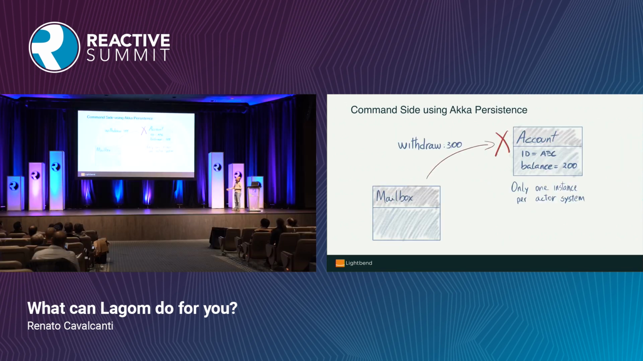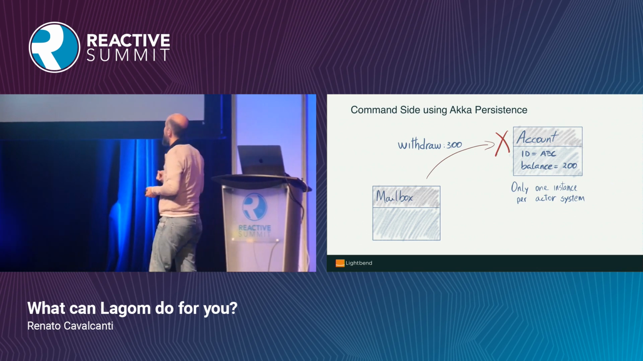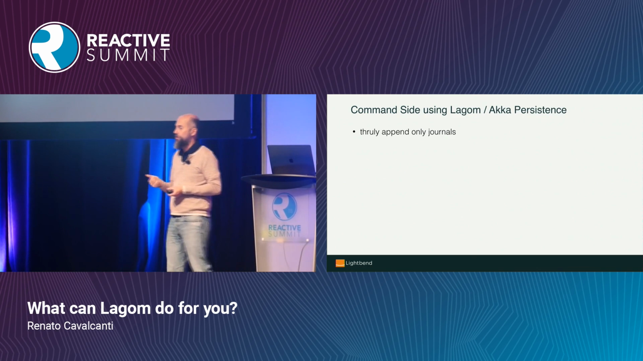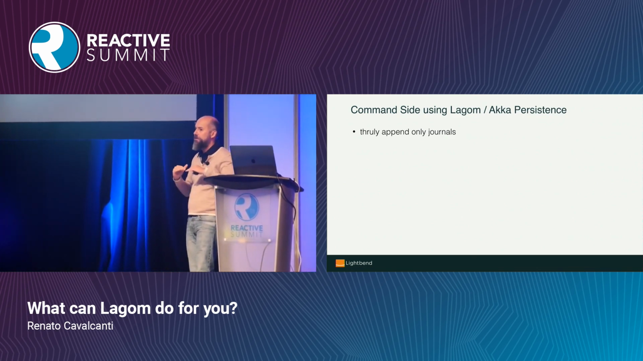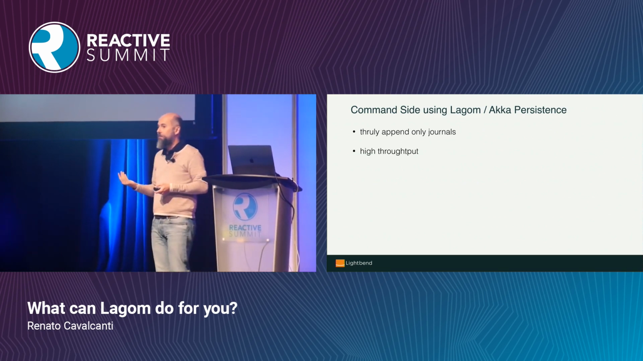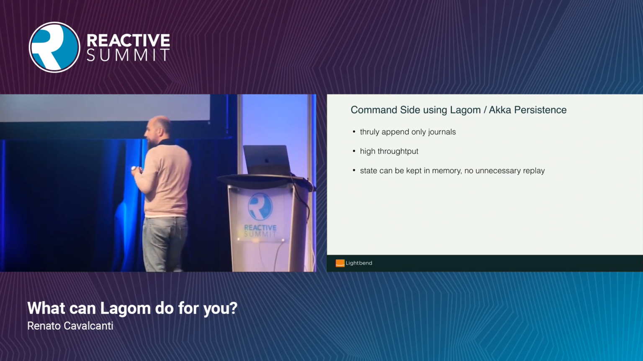So the actor system will give us the functionality that we need to ensure that we have only one writer, okay? But it's not finished there, we'll see. What it gives to us is, first, truly append-only journals, because I don't need optimistic locking anymore, because the actor system is taking care of that for me. Of course, I get much higher throughput, and I can keep it in memory. I don't need to replay it.